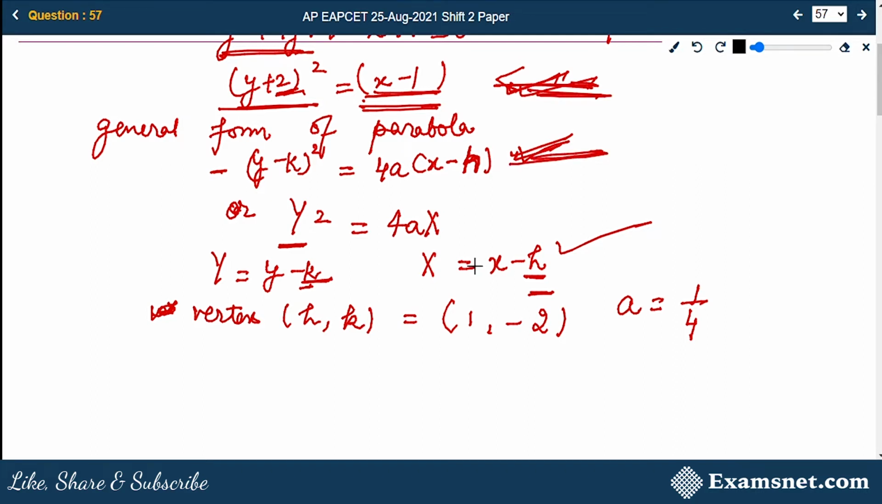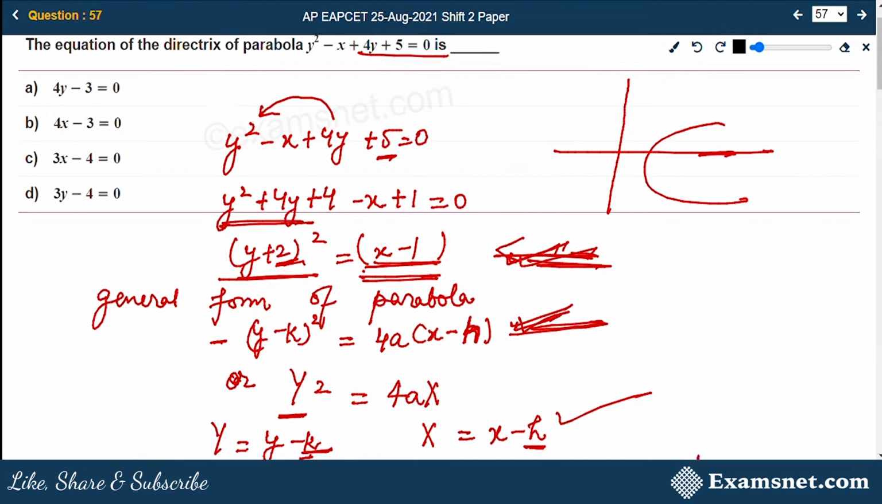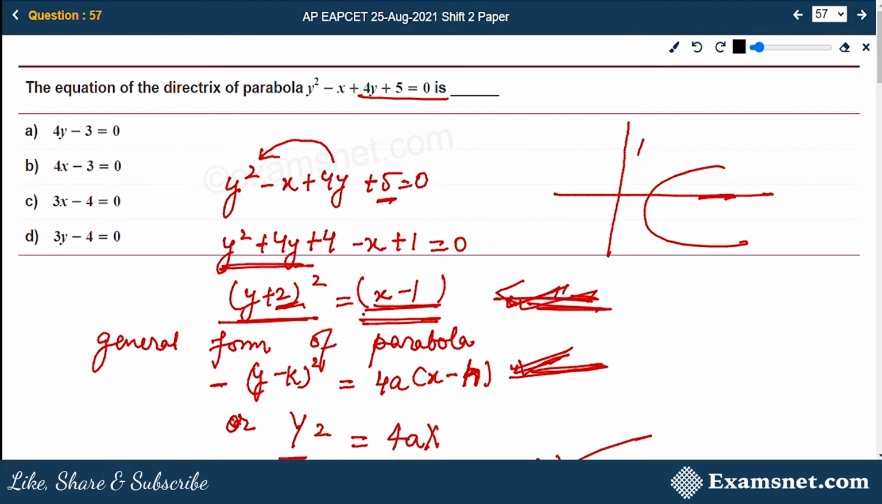Now in this question, what you had to find out? You had to find out the equation of the directrix. Directrix is a line which is perpendicular to the axis of symmetry. I don't know where this line will be, but it definitely will not touch the parabola. So this line is over here somewhere, and I have to find the equation of this directrix.